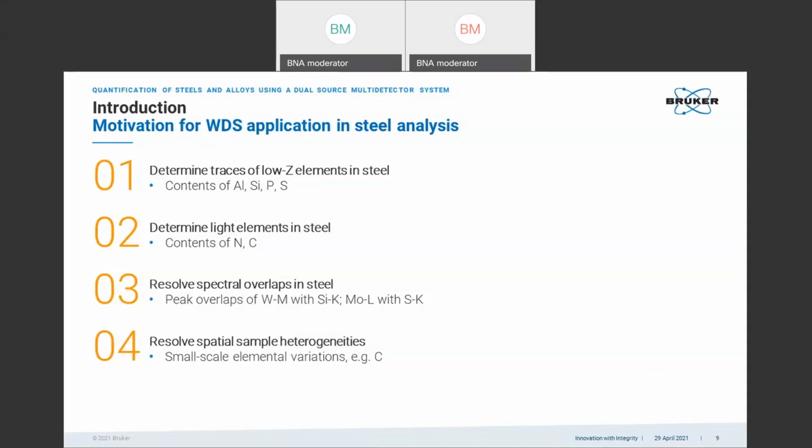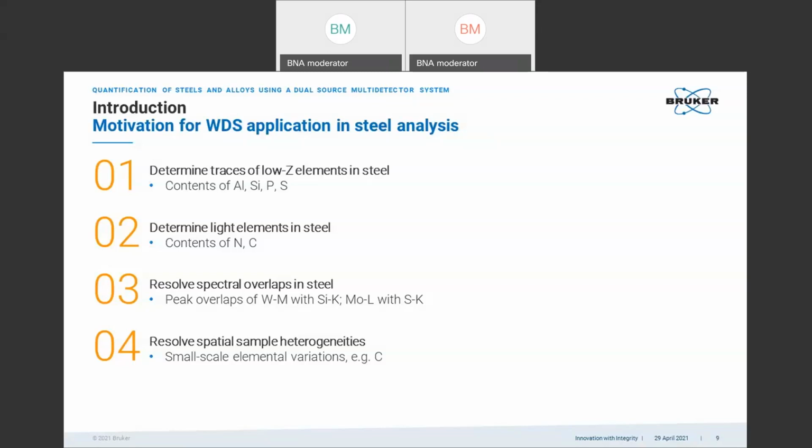So thank you very much, Andrew, and hello everybody. I'm Michael. I hope you can hear me all. So the question is, why should we use WDS and SEM for the analysis of steel? And here are at least 4 arguments I will present. They are related to the strengths of WDS technology. The first one is WDS has a very high peak to background ratio, which leads to low detection limits, especially for the low atomic number elements. That's why we can contribute with good analysis for traces of aluminum, silicon, phosphorus, and sulfur.